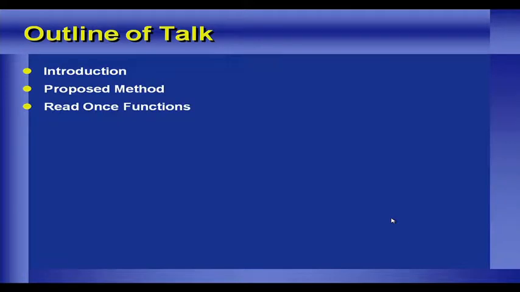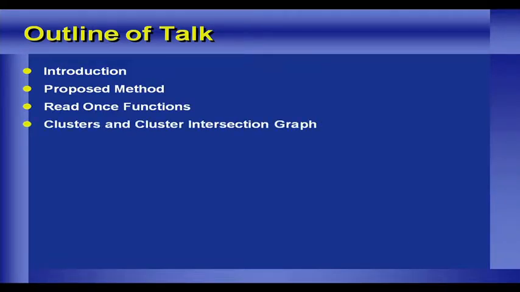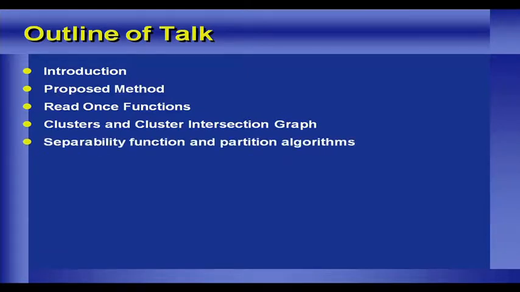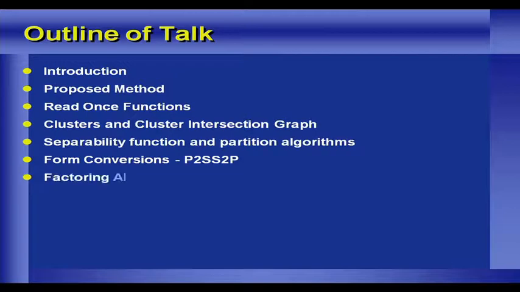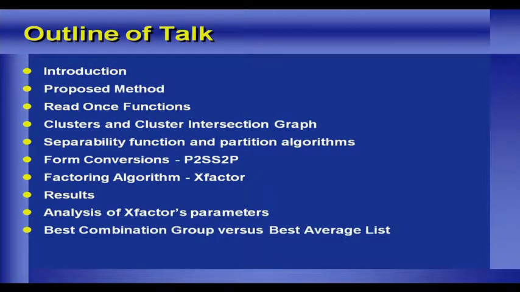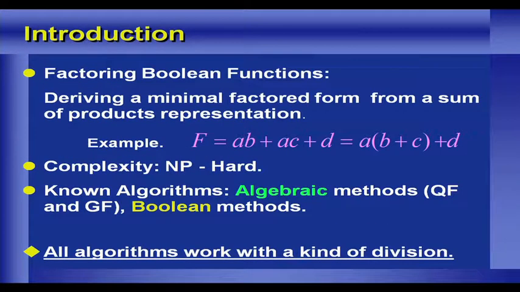So I will tell you about this proposed method. I'll remind you of read-once functions, but the idea will be we'll move on to something called the cluster intersection graph, some sort of separability function and partitioning a graph, and then in the end, our factoring algorithm, a heuristic algorithm called fx factor. And we'll analyze some of those parameters of how to maybe tune it.